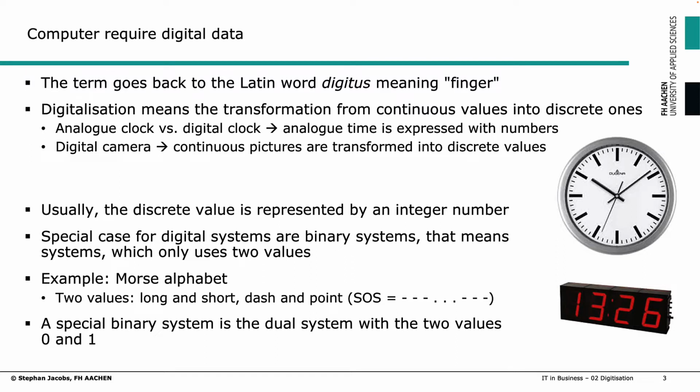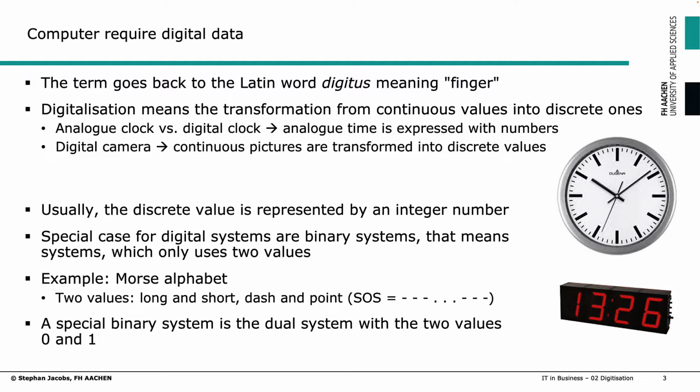In a digital camera, something similar happens. You have continuous pictures, and while digitizing them, these are transformed into discrete values. Later on, we will have a look at it. Usually, the discrete values are represented by integer numbers, 1 to 3, 1,000, a million, something like that. And there are special cases for digital systems. One is a binary system. That means it's a digital system which only uses two values.